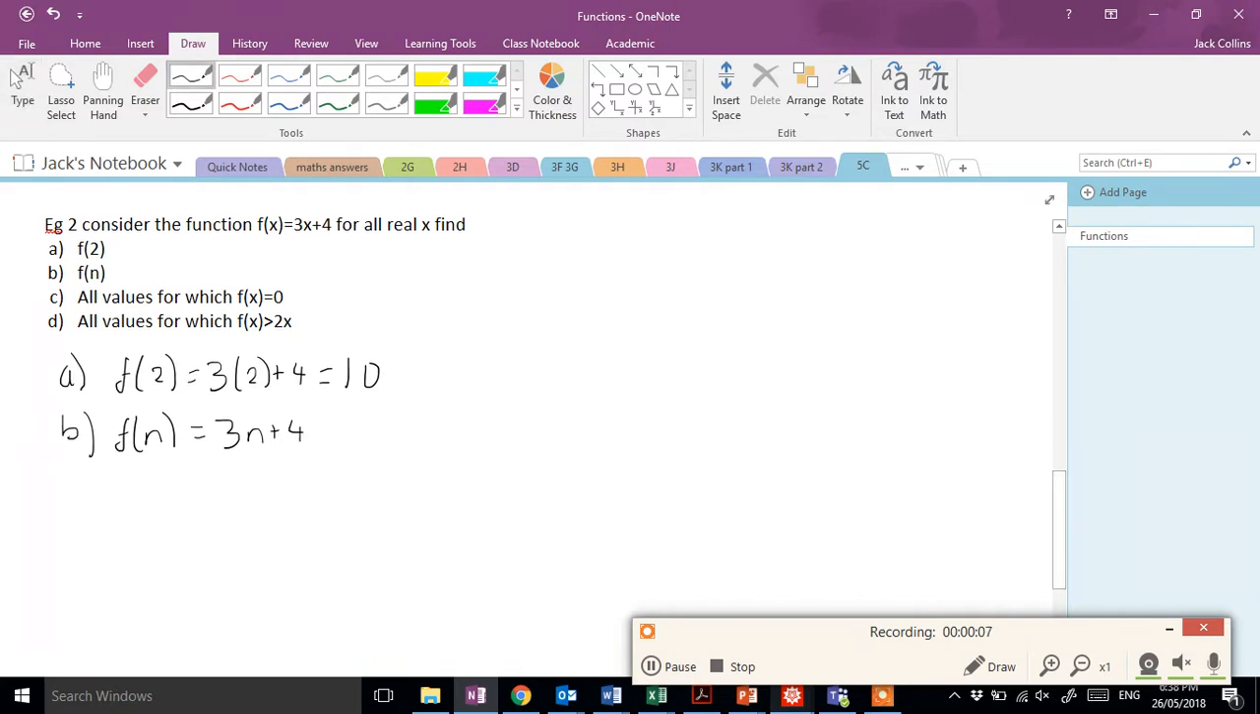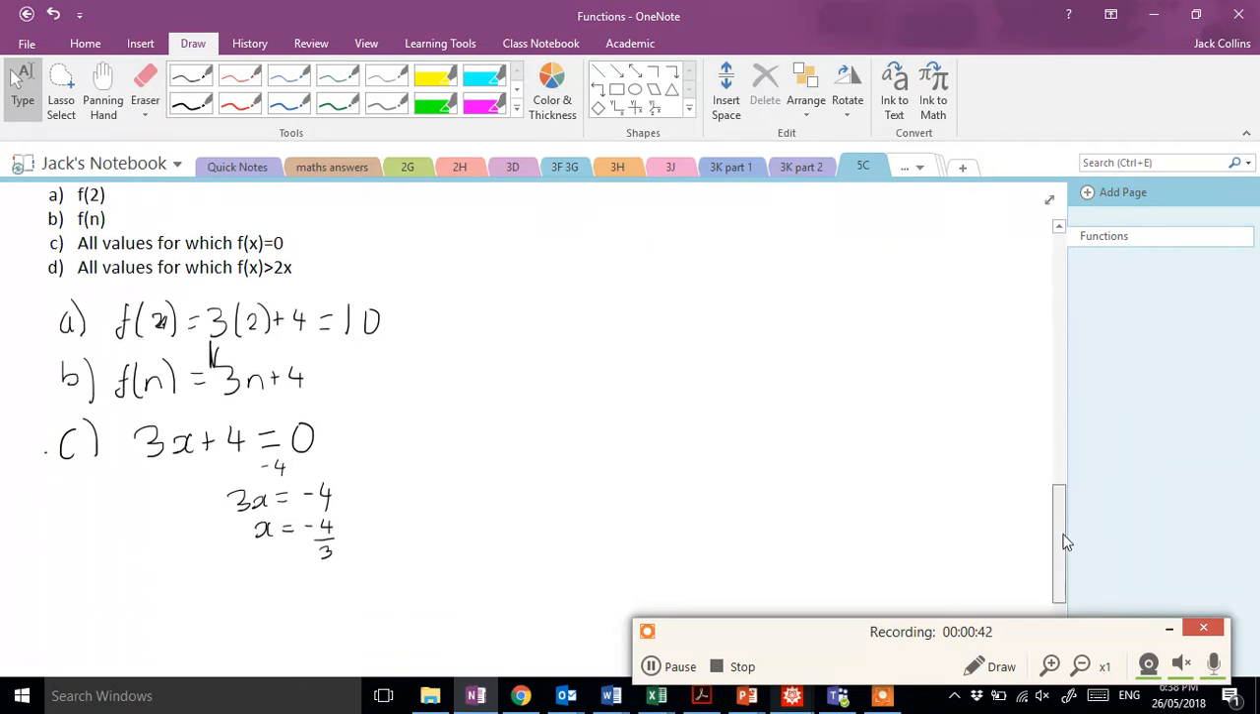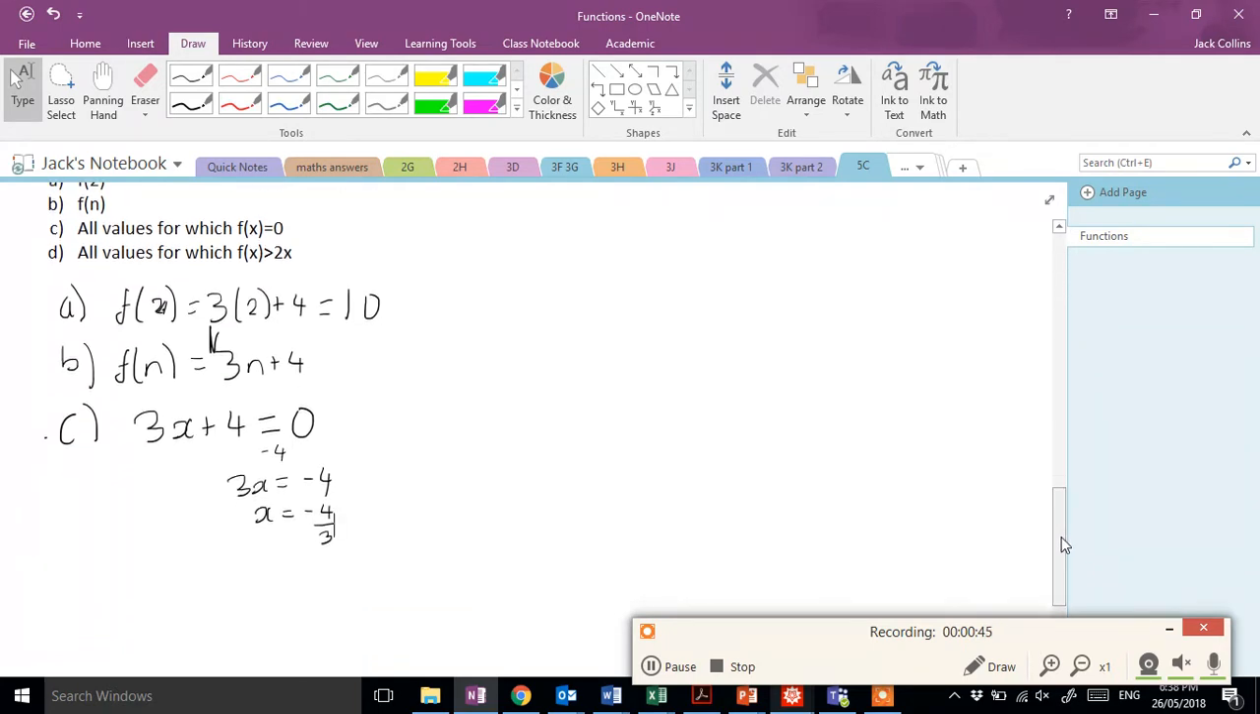So we've got question C, so moving on to part C here. Find all values for which f of x is equal to 0. In this case you've got f of x is 3x plus 4 and you want to find when that whole function is equal to 0. So you've got one variable. What you do is you just use inverse operations to make x the subject. So divide by 3 there. So f of x is equal to 0 when x is equal to negative 4 on 3.